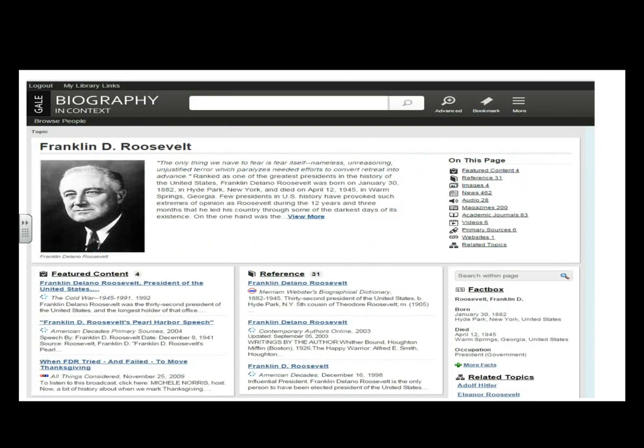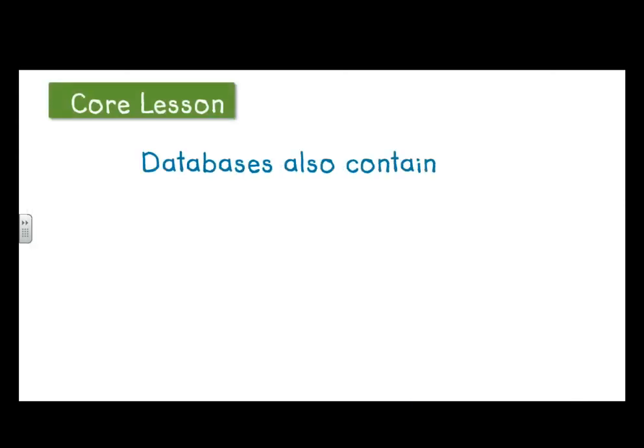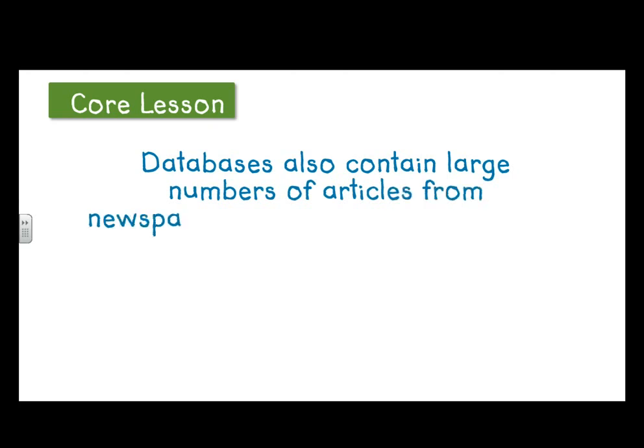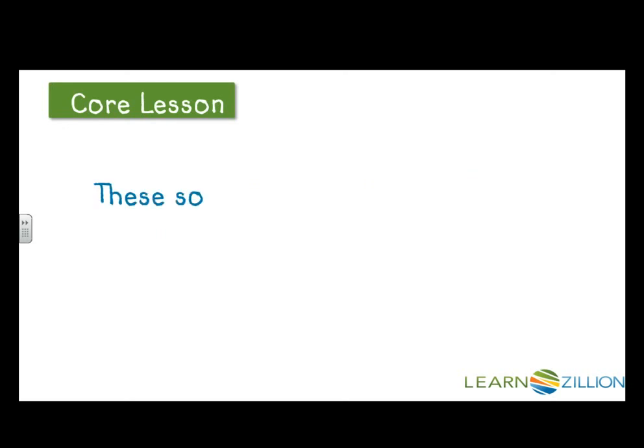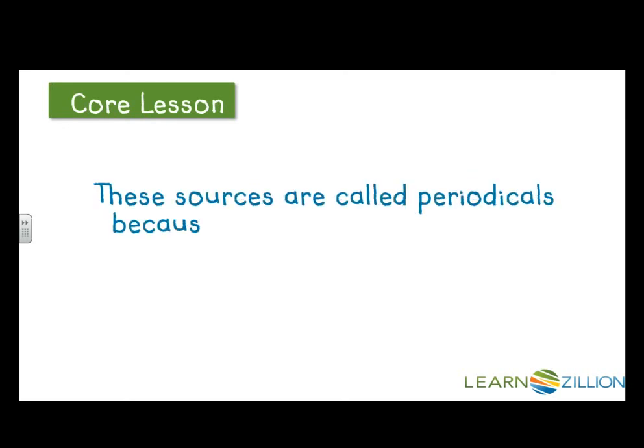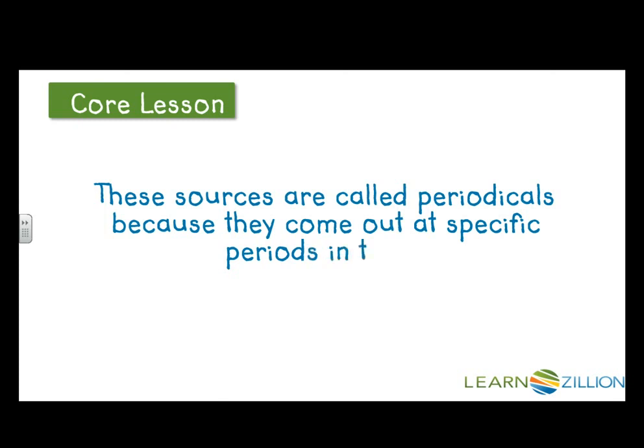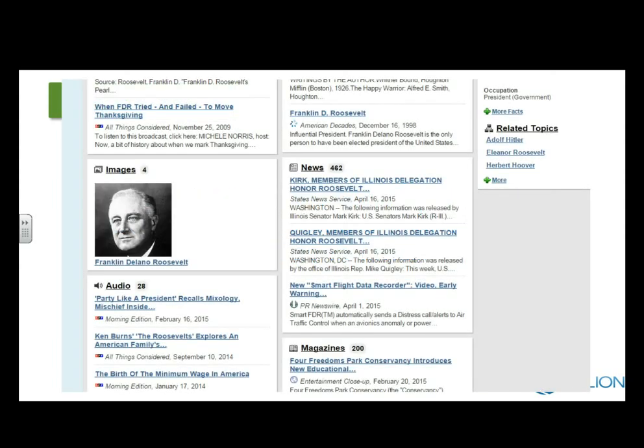Here's an example. So in the biography database, you'll see right away the reference link. Now, databases also contain large numbers of articles from newspapers, journals, and magazines. These sources are called periodicals because they come out at a specific period in time, hence they are periodical. So the most famous version, obviously, of a periodical would be a newspaper or perhaps a magazine.